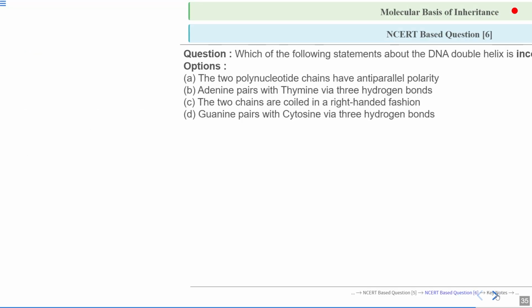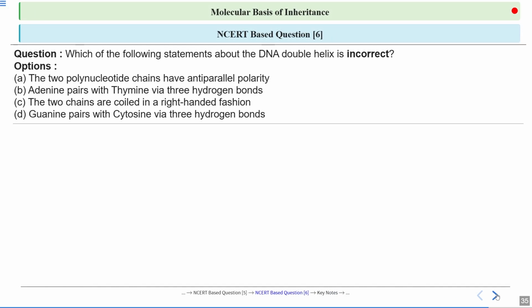and it is shown in some retrovirus. Now the next question asks us, which of the following statements about the DNA double helix is incorrect? They have given us 4 statements and we have to tell which is incorrect when it comes to the DNA double helix. The first option says that the two polynucleotide chains have anti-parallel polarity. We know that they do. If one is running from 5' to 3', the other will run from 3' to 5'. So the first is correct.